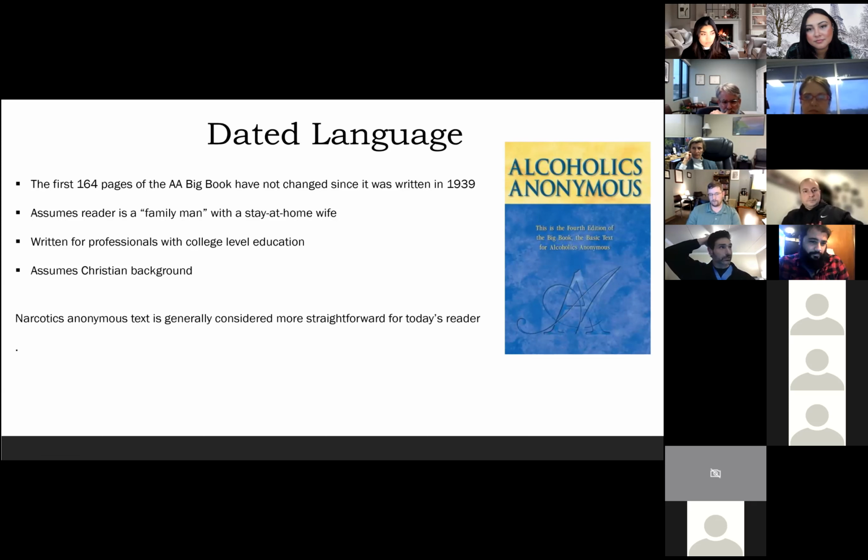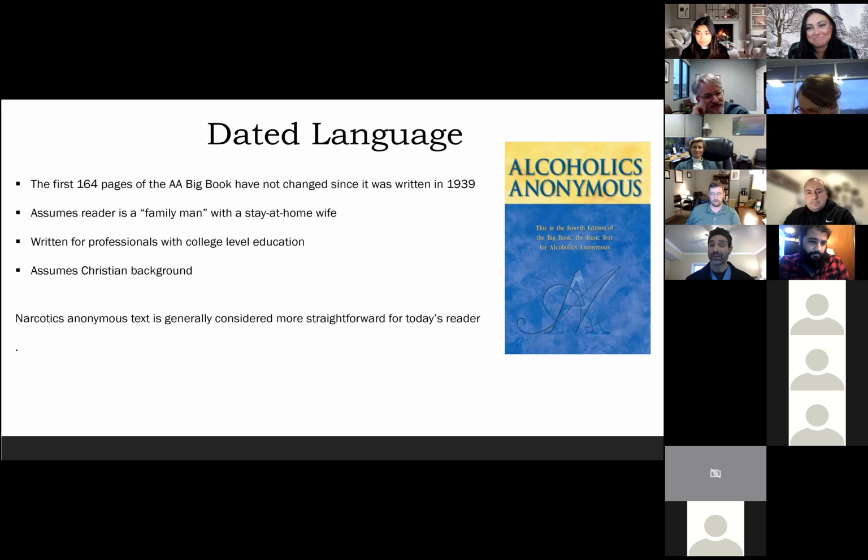All right. Another issue, in particular with Alcoholics Anonymous, is that the language in the Alcoholics Anonymous Big Book is fairly dated. So the first 164 pages of the Big Book are essentially exactly the same as they were when they were written in 1939. And the world has changed a lot since then, and beliefs have changed a lot since then. So the writing assumes that the reader is a family man, not a woman, although they do say women are in the program. It's really discussed from the vantage point of a family man with a stay-at-home wife.